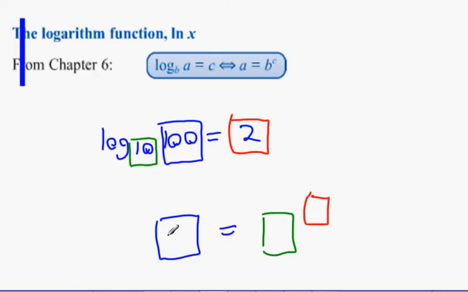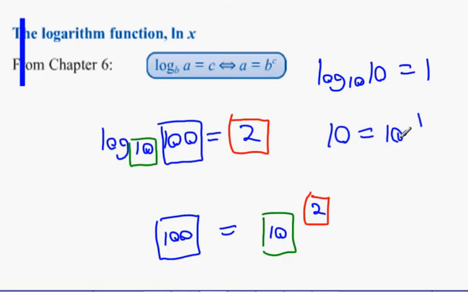So for example, 100 will equal 10 to the power of 2. Another example would be log 10 to the base 10 is 1, in which case 10 equals 10 to the power of 1. That's the rule it will always obey. Please make sure you remember.